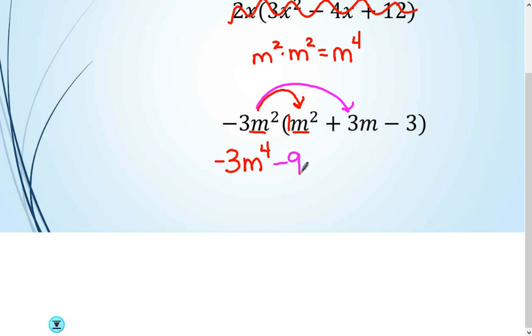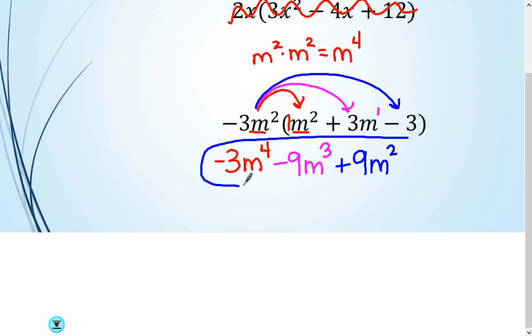-3 times 3 is -9. M squared times m to the first power is m to the third power. And last one, -3m squared times -3. -3 times -3 is a +9. M squared, and that is our final answer.